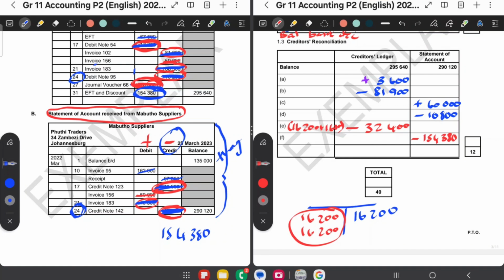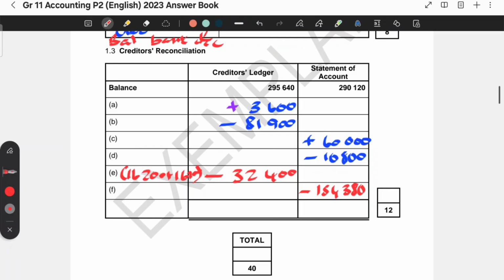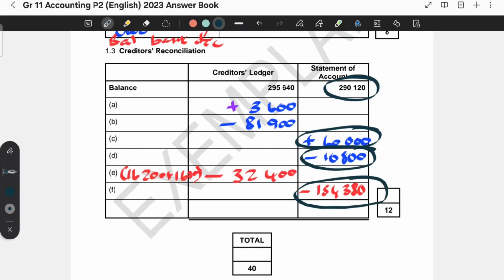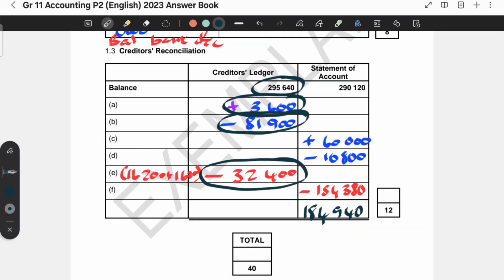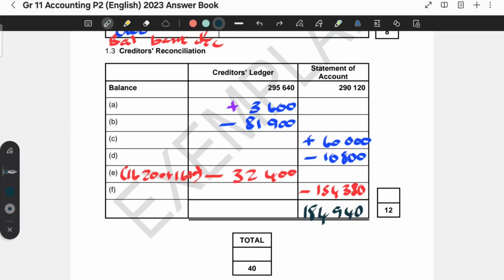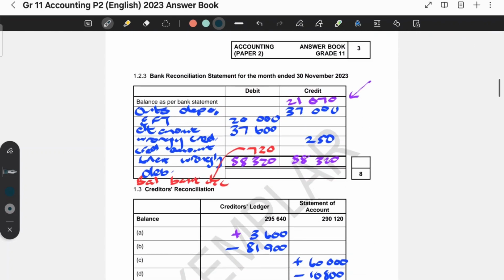Okay, so our last step is now just to total. So to total, we are going to say this plus this minus this minus this. And that answer gives me 184,940. And then we're going to say this plus this minus this minus this. Put it on your calculator. That also gives me 184,940. And there you've done the creditors ledger and you've done the creditors reconciliation statement.